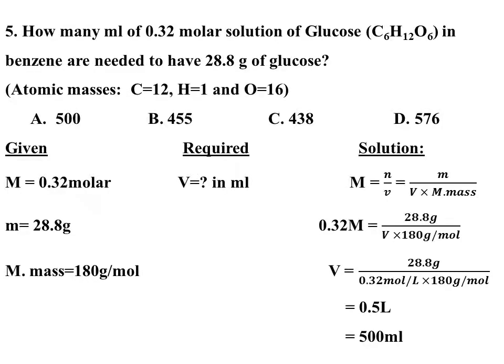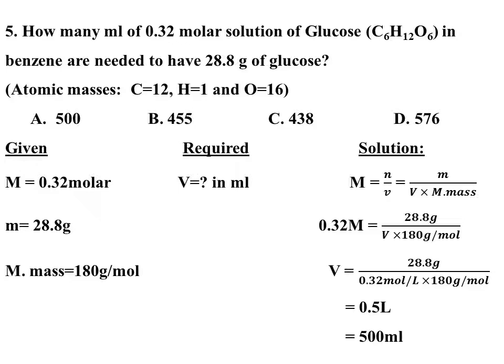Question number 5. How many milliliters of 0.32 molar solution of glucose, C6H12O6, in benzene are needed to have 28.8 gram of glucose? The atomic masses of carbon, hydrogen, and oxygen are given. A. 500, B. 455, C. 438, D. 576. Given the molarity, which equals 0.32 molar, and the given mass of the solute is 28.8 gram, and the molecular mass of glucose is 180 gram per mole.